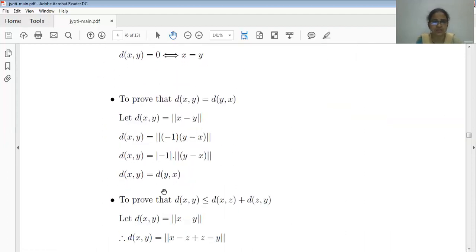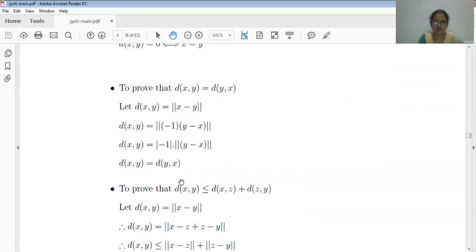Coming to the third condition to prove, that is d of xy is equal to d of yx. Let us start again. d of xy is equal to norm of x minus y. Let me take minus 1 common. Therefore, it is norm of minus 1 times y minus x. Let me use the fourth condition of a norm property, taking the scalar out of the norm with a modulus. Therefore, this is mod of minus 1 times norm of y minus x. But we know mod of minus 1 is plus 1. Therefore, this is nothing but norm of y minus x, which is nothing but d of yx. Hence, the third condition is also proved.